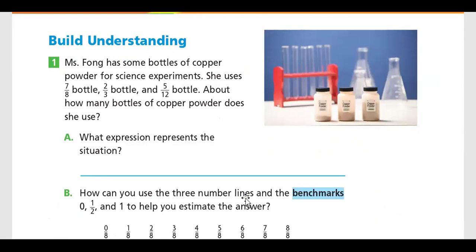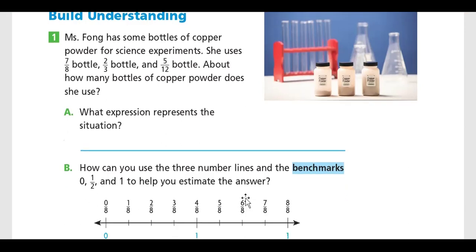Miss Fogan has some bottles of copper powder for science experiments. She uses a 7 over 8 bottle, a 2 over 3 bottle, and a 5 over 12 bottle. About how many bottles of copper powder does she use? We need to write the expression that represents this situation.